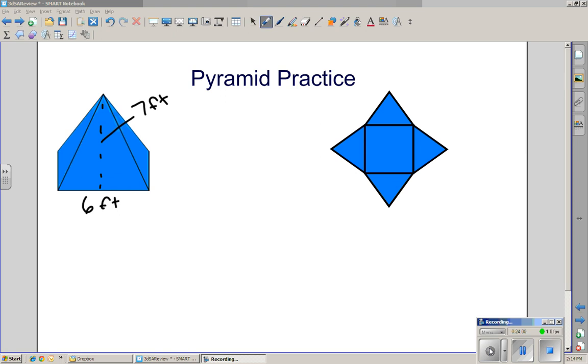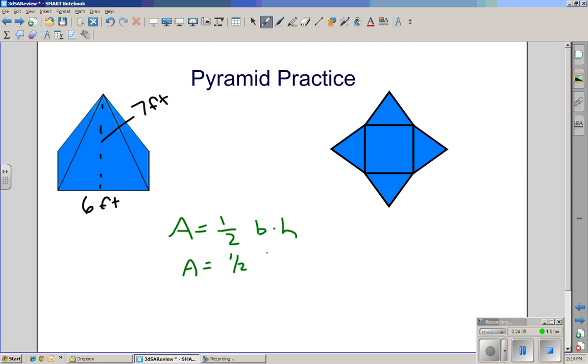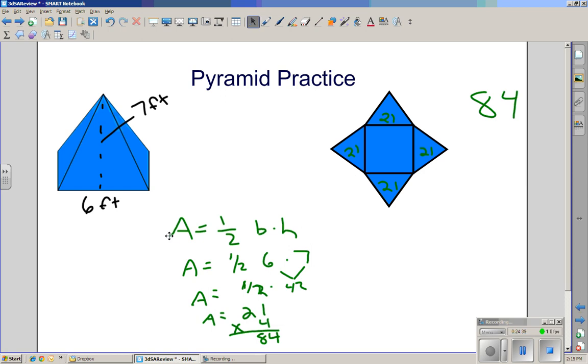Let's begin with the area of my triangles. A equals 1/2 base times height is my equation. My base of my triangle is 6. My height is 7. 6 times 7 is 42. And half of 42 is equal to 21. So each of my triangles is equal to 21 feet squared. I am just going to take that 21 and multiply it by 4 so I can find all 4 at once. That gives me 84. I'm going to write 84 to the side because that's the area of all of my triangles.